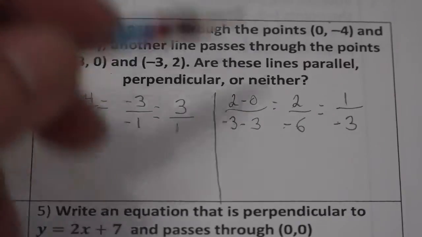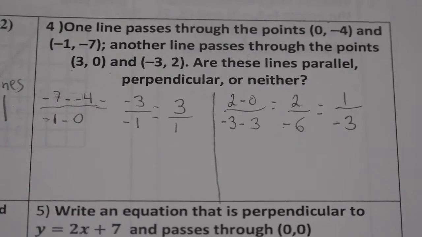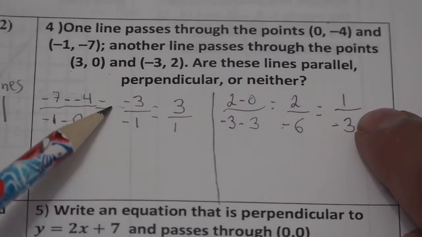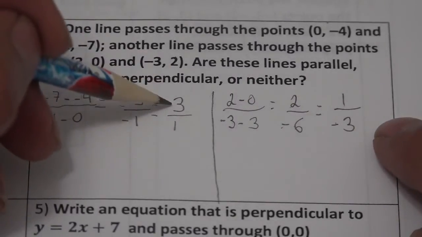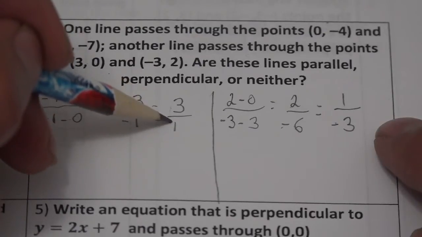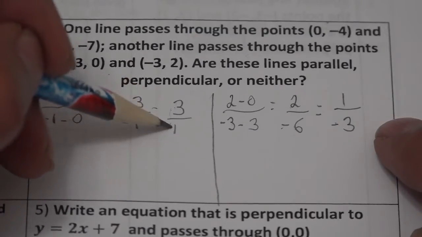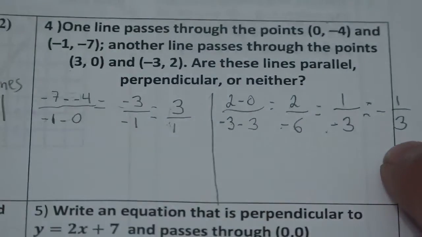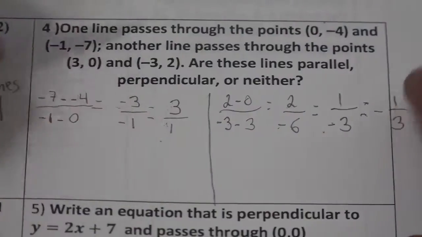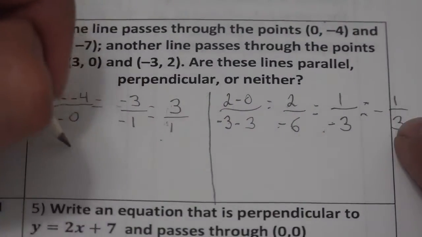Alright, so what kind of lines are these? Parallel? Well, they're not parallel because obviously they don't have the same slope. Okay, so are they perpendicular? Well, let's see. To get a perpendicular, we need to flip the fraction. So 3/1 becomes 1/3, and we need to change the sign. Yes, 1 over -3. This negative could be over here. Really doesn't matter. So we flip the fraction and change the sign. Guess what? The lines are perpendicular.